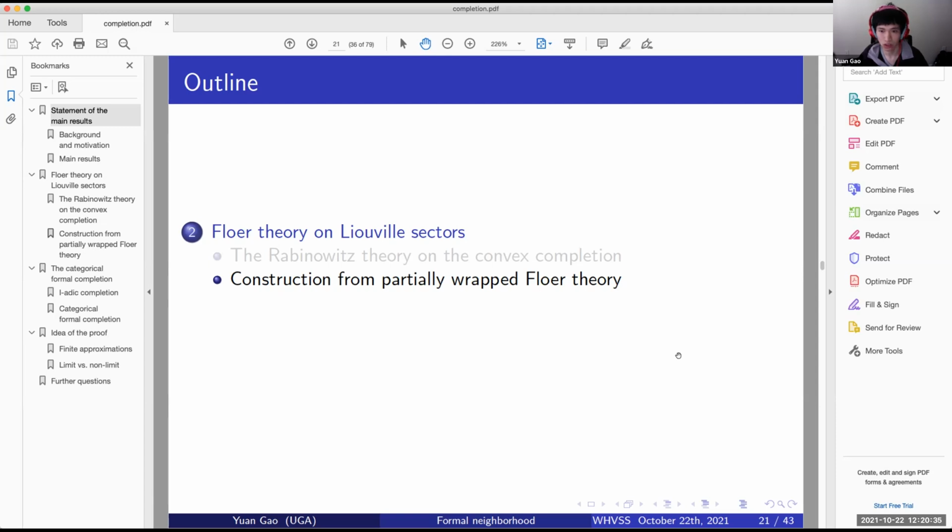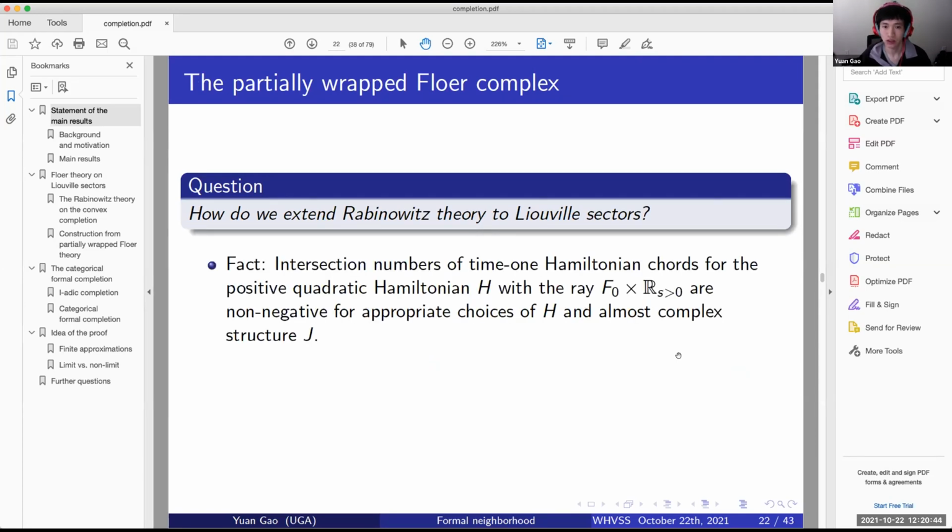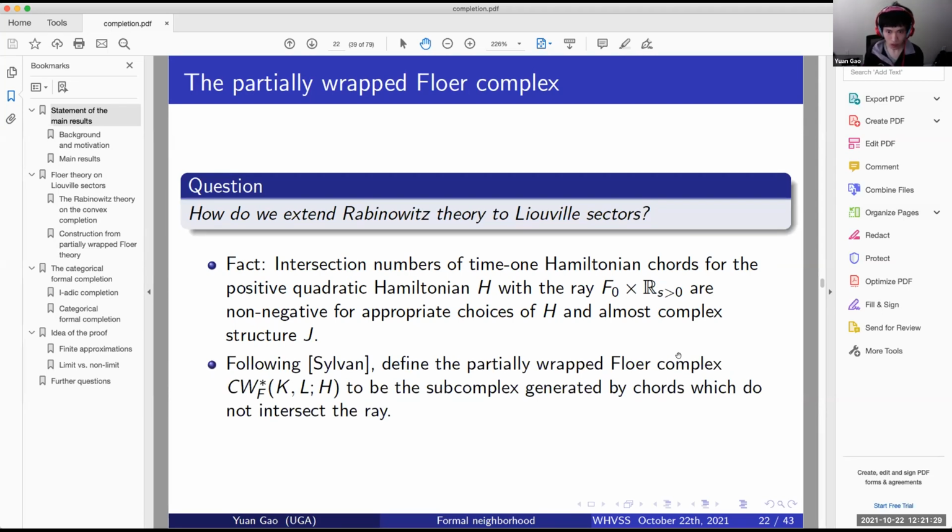Then we want to modify this construction to the partial Floer theory. It's actually a very simple observation. Namely, using a quadratic Hamiltonian, you define the Floer complex by considering in some sense the intersection numbers of time one Hamiltonian chords with some region of the form F0 cross R plus, where F0 is the Liouville domain whose completion is the stop F. For appropriate choice of Hamiltonian and almost complex structure, the intersection numbers are non-negative, and you can consider the subcomplex, or rather the subspace, generated by chords with intersection number 0. That's the first kind of definition using quadratic Hamiltonians, following Sylvan.